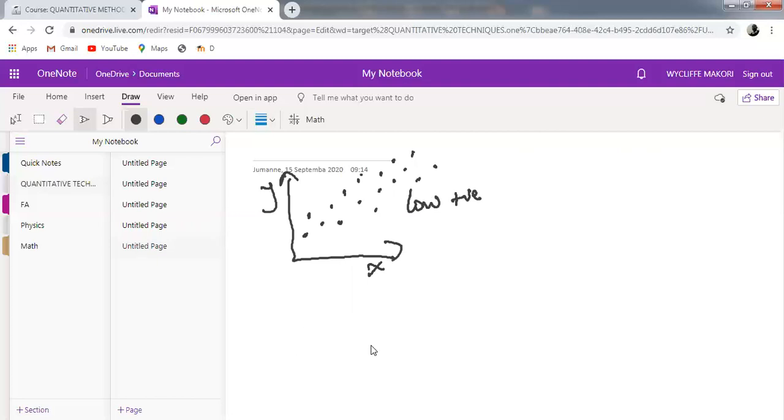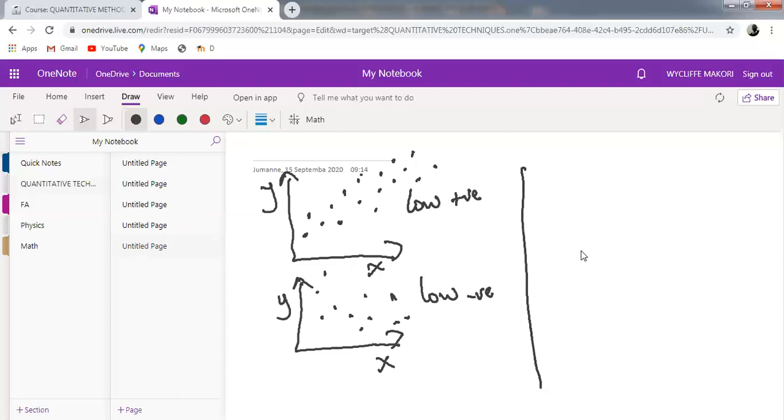But if they behave like this, very far from making a straight line, but they are actually giving us a negative slope. We can see that they are sloping like this. This is known as a low negative correlation.